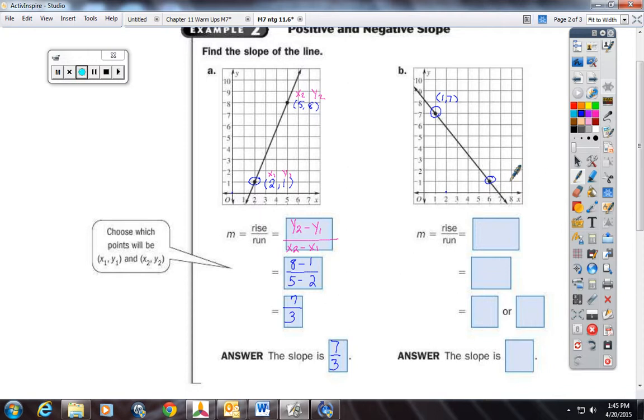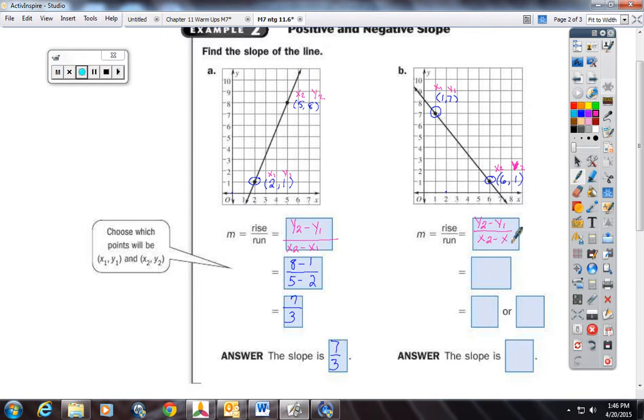6, comma 1. 6 over 1 up. Now I'm going to go back and label. This is going to be my first x. This is going to be my first y. This is going to be my second x. This is going to be my second y. Then I'm going to write the formula: y2 minus y1 over x2 minus x1.